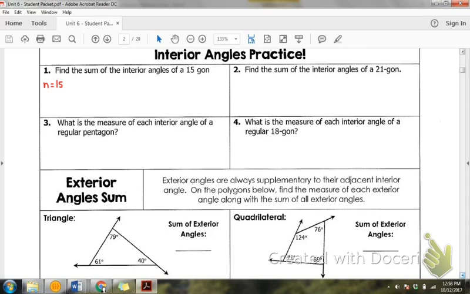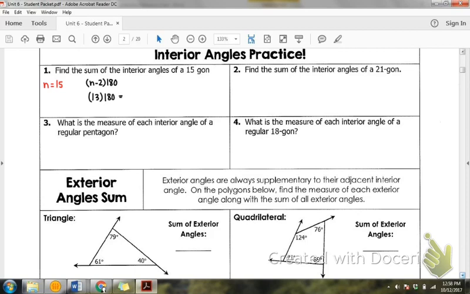Right? So that was this formula. N minus 2 times 180. How many triangles are there in a 15-gon? 13. There's 13, right? We can just take the number of sides and subtract 2, always. So there are 13 triangles times 180. You all have a calculator?